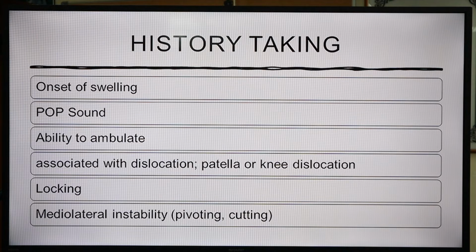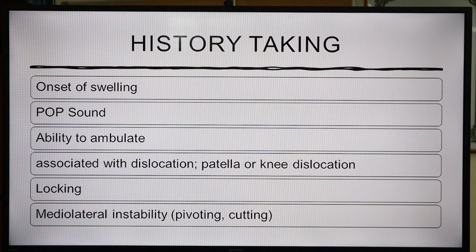Other history taking that is important is the onset of swelling. If you have acute onset within 1 to 2 hours, you should suspect ligamentous injury. If it is delayed, then you should suspect osteochondral, meniscus injury. A pop sound is suggestive of more like a ligamentous avulsion injury. But inability to ambulate is suggestive of severe injury in the knee. Associated with dislocation, especially knee dislocation, suggestive that there is multiligamentous injury.